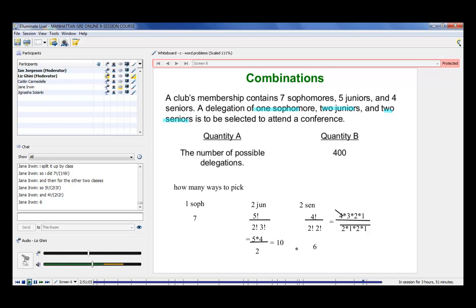Because I have 3 slots, right? I have the sophomores, the juniors, and the seniors. It's a double slot for juniors and seniors, but I don't care which order they come in. I've got 7 ways to choose this person, 10 ways to choose these 2 people, and 6 ways to choose this person. So I end up with 420. So the answer is A.